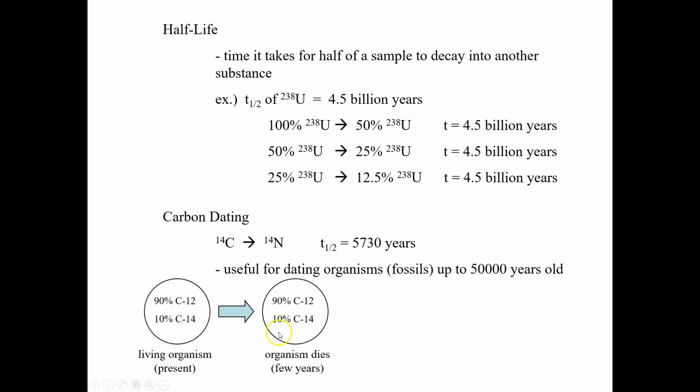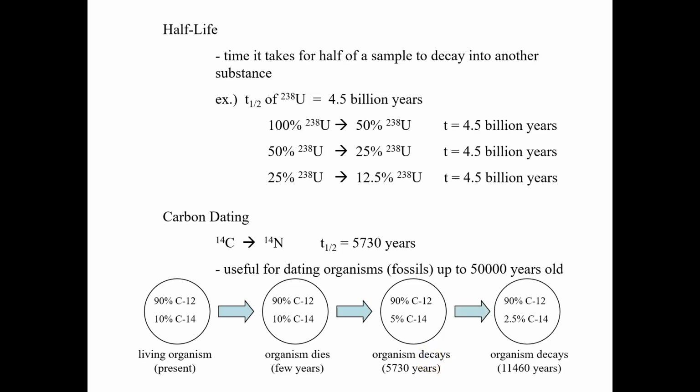So let's just say, just for fun, just for numbers to use, it's not really how much carbon-14 you would have in your body, but let's say that we have an organism that has 10% carbon-14 in its body. It's dead, and now we wait 5,730 years. How much carbon-14 would be left in the body? Now 5%. If we waited another 5,730 years, we would only have 2.5% carbon-14.